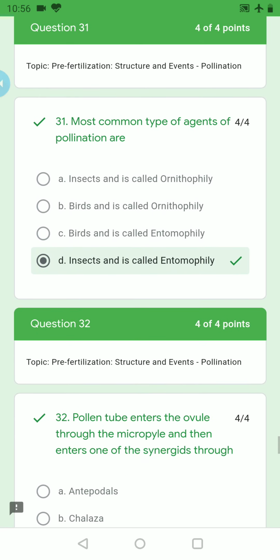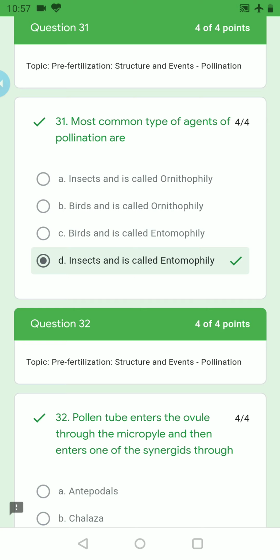The next question. The most common type of agents of pollination are insects, and this is called entomophily. Pollination by insects is the most common one. Whether bees, butterflies, or other types of insects, they generally visit for the purpose of nectar and pollen. So the most common agents of pollination, especially biotic agents, are insects.